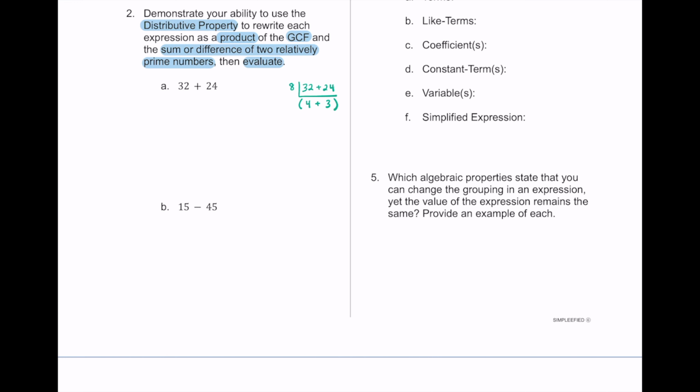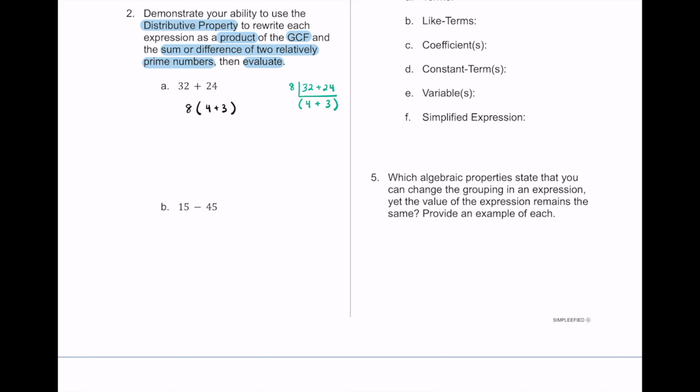So you give a hug to that 4 and 3. So rewriting this expression, we could write this as 8 times the quantity of the sum of 3 and 4, or 4 and 3 here. Okay, so this would be using the distributive property. If you wanted to go backwards and distribute, 8 times 4 is 32, 8 times 3 is 24, you'll get the original. So this is all we have to write using the distributive property.